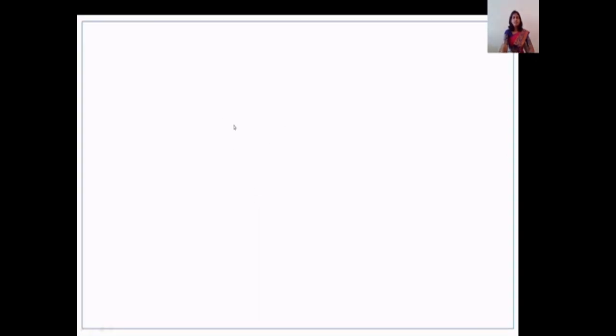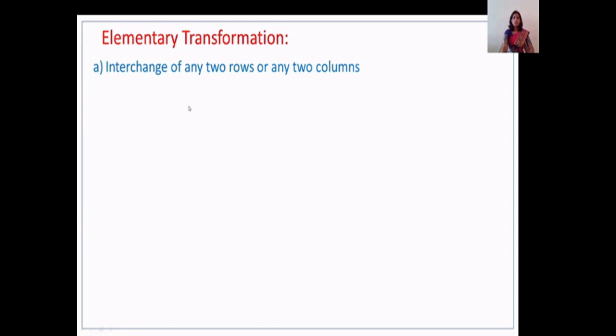So next is elementary transformation, which is very important for 12th mathematics. Using this elementary transformation, we find the inverse of a matrix, which is asked in board examinations. Okay, so let's start with some examples. What is the first elementary transformation? Interchange of any two rows or any two columns. That means we have to interchange any two rows or any two columns.